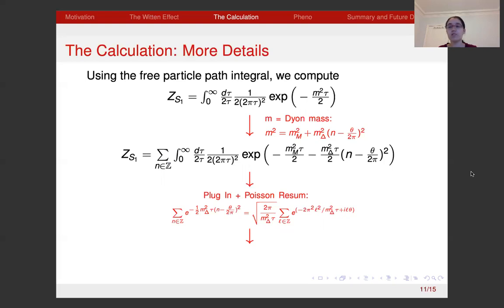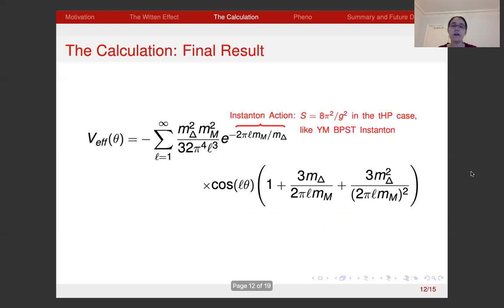But if we want to get this in terms of winding L, all we have to do is a Poisson-Resum sum. So we plug in this formula for the Poisson resummation, and what we find is that the effective potential looks like a sum over L times some mass-dependent contribution times e to the minus the action, times the cosine of L theta, times some polynomials of the mass. So this is the final result, the result for the effective potential.